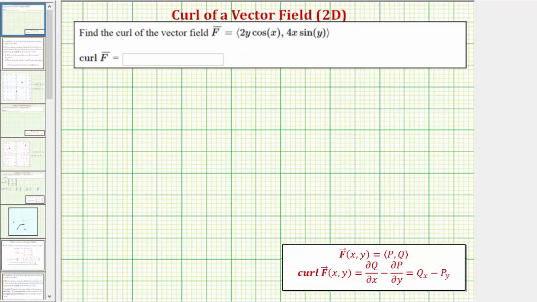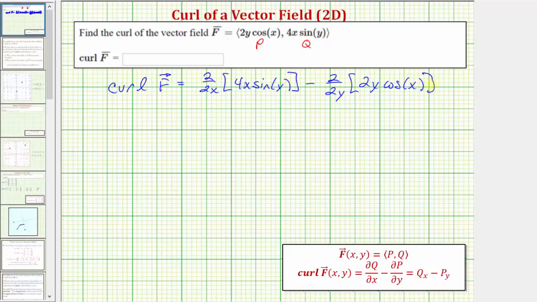So looking at our formula below, P is equal to 2y cosine x, and Q is equal to 4x sine y. So the curl of vector field f is equal to the partial derivative of Q with respect to x, which would be the partial derivative of 4x sine y with respect to x, minus the partial derivative of P with respect to y, which would be the partial derivative of 2y cosine x with respect to y.